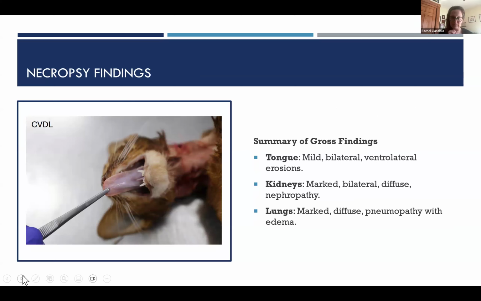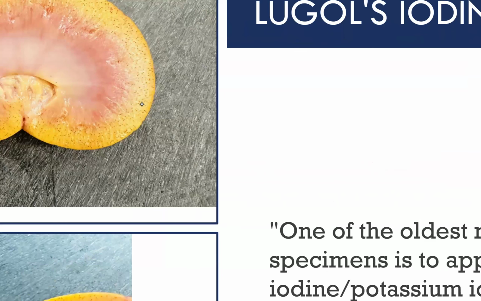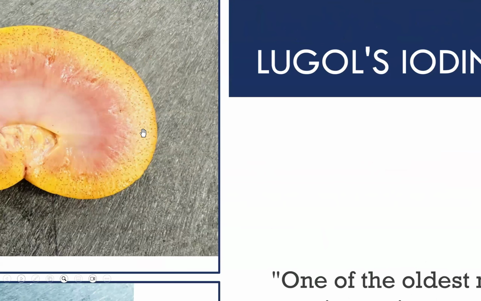Okay, they found some bilateral ventrolateral erosions on the tongue. The lungs had marked diffuse pneumonopathy with edema, and then the kidneys were the most remarkable. This is kind of a mag view. I think I can even magnify it further so you can appreciate all of the little brown dots there from the Lugol's.